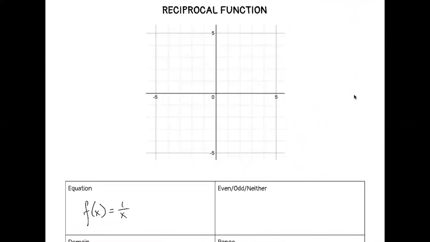1 over x. Now what we're going to find is that every reciprocal function will have a horizontal asymptote as well as a vertical asymptote. And so we want to make sure those are there. But then we're going to go ahead and sketch our branches. So we know we have one branch over here. And we actually have another branch over here.